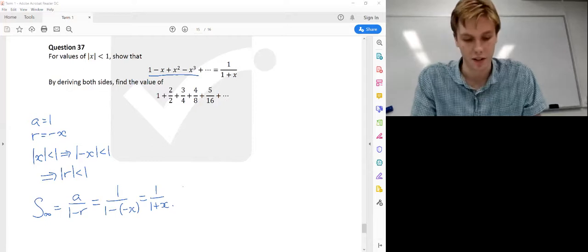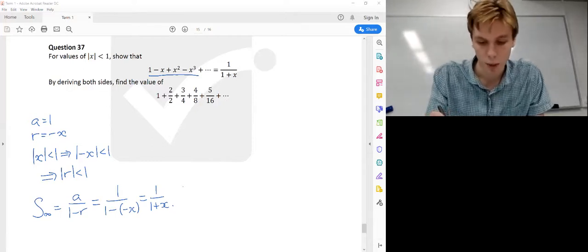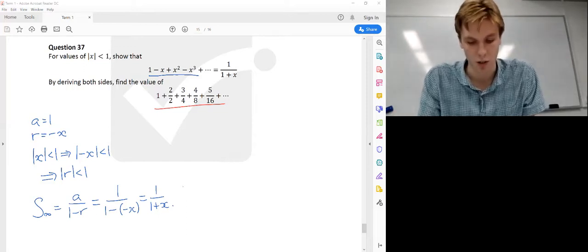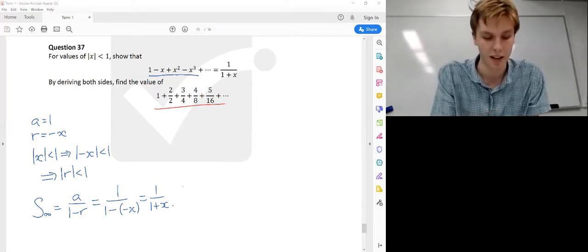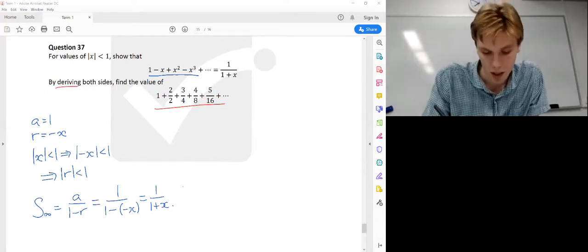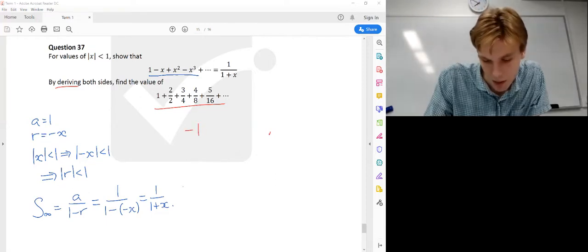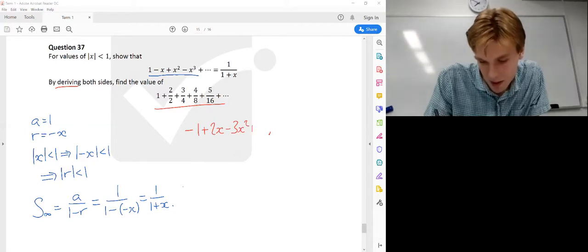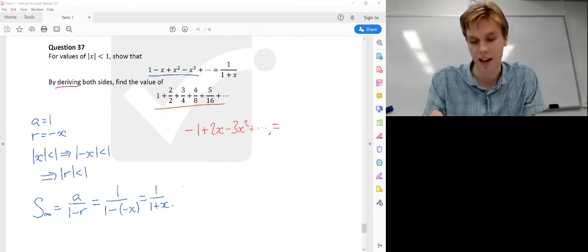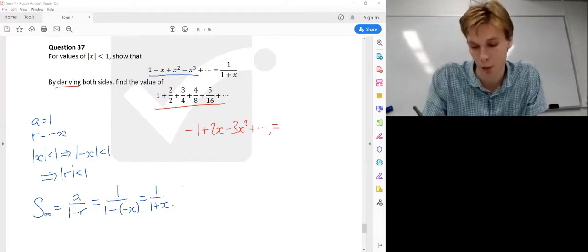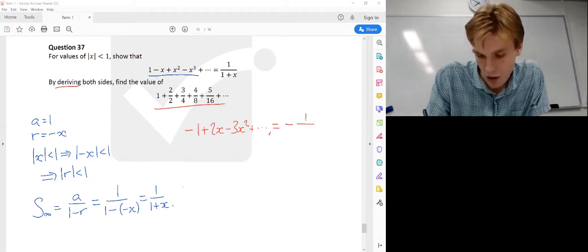Right? So we've satisfied the first part. And now we want to find this sum. So we're asked to find this limiting sum, and what we can do is use the previous part. So it says to differentiate both sides here in the question. So if we do that to this equation, we get minus 1 plus 2x minus 3x squared plus etc. And on this side, this is 1 plus x to the minus 1. So when we take the derivative, we take the power down, take 1 away from the power. So we get minus 1 over 1 plus x squared.